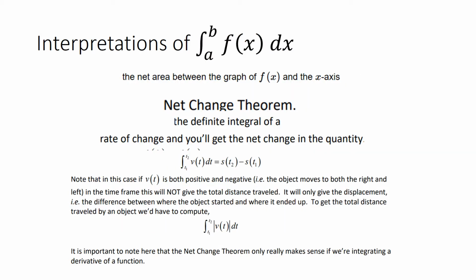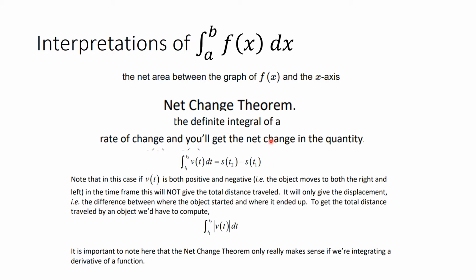Now, we should talk about some interpretations of the definite integral before we move on. We have talked extensively about this being the net area between the graph of f of x and the x-axis. Sometimes in a physics context, it is called the net change theorem, and that is the definite integral of a rate of change. So if you take the integral of a rate of change, you'll get the net change in the quantity.